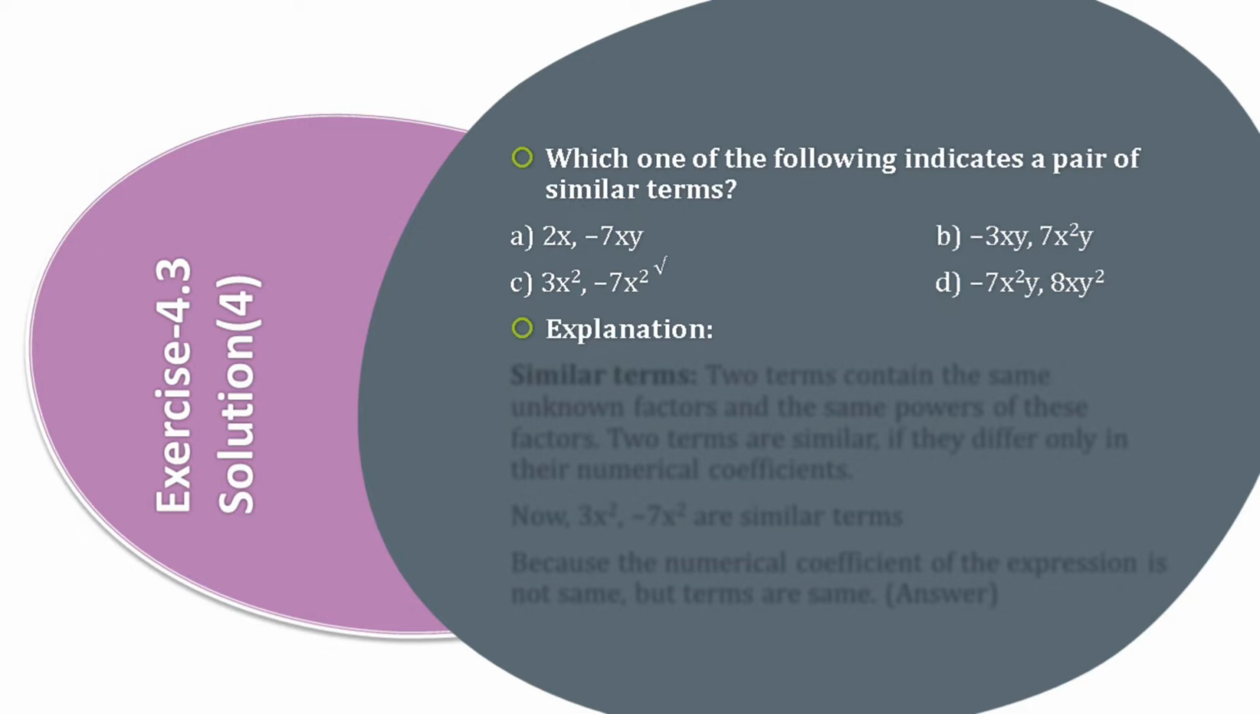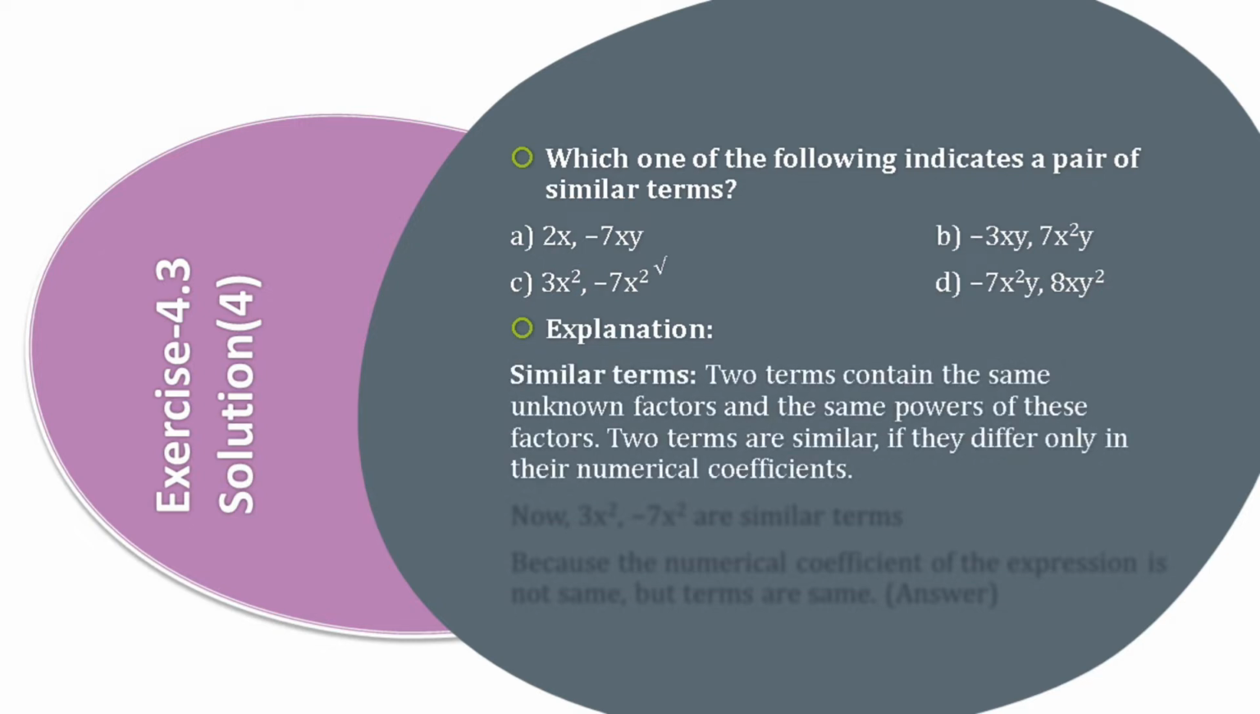So this is the explanation, and let us see the definition of similar terms, because without the definition you cannot understand how to indicate a pair of similar terms. Two terms contain the same unknown factors and the same powers of these factors. That is, two terms are similar if they differ only in their numerical coefficients. That is not our problem.